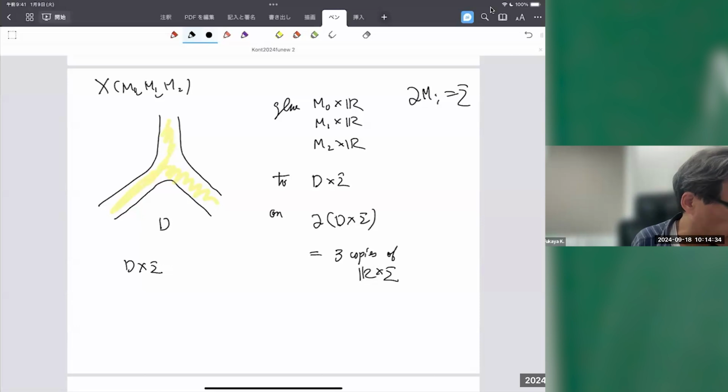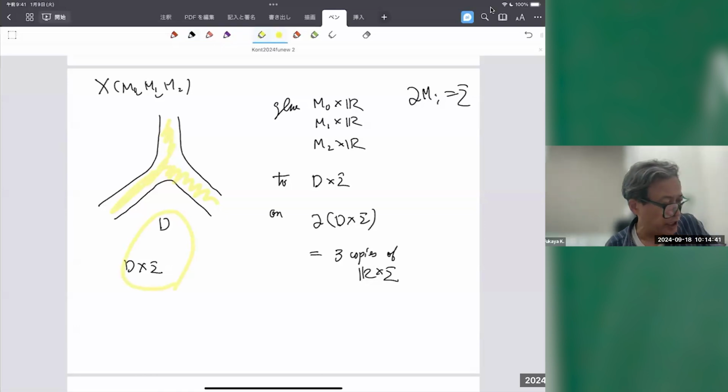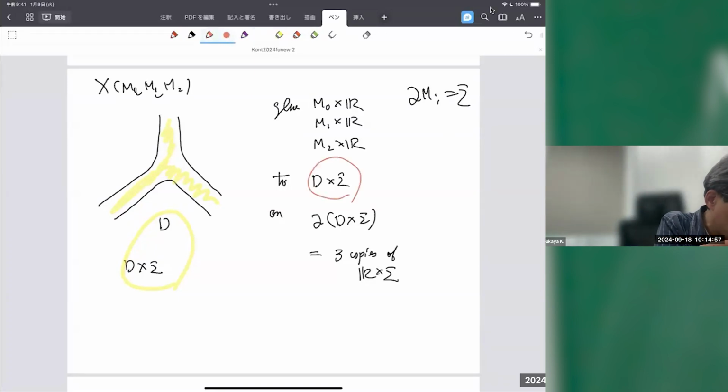We construct it in the following way. First we consider this domain D, exactly the domain I drew. It is a domain in R2. It has three ends, and it has three boundary components. We take this domain and multiply it by sigma itself. So this is a four manifold.